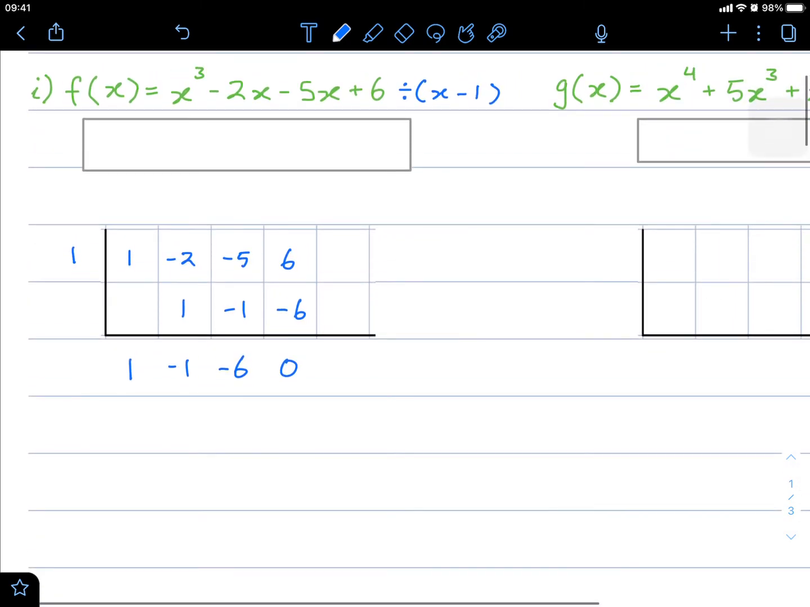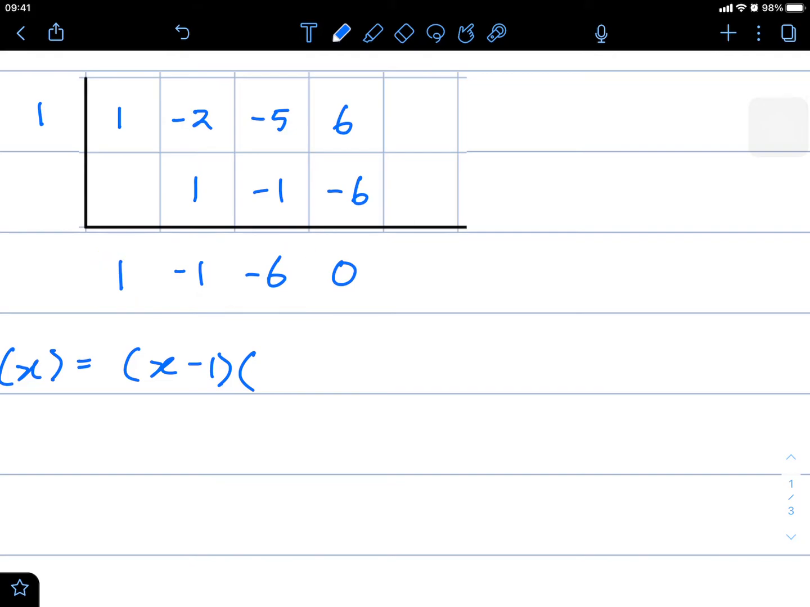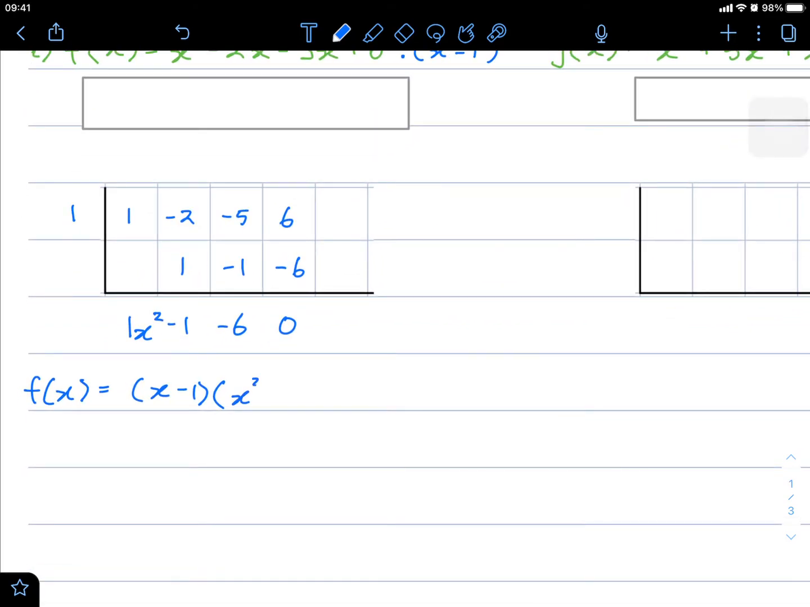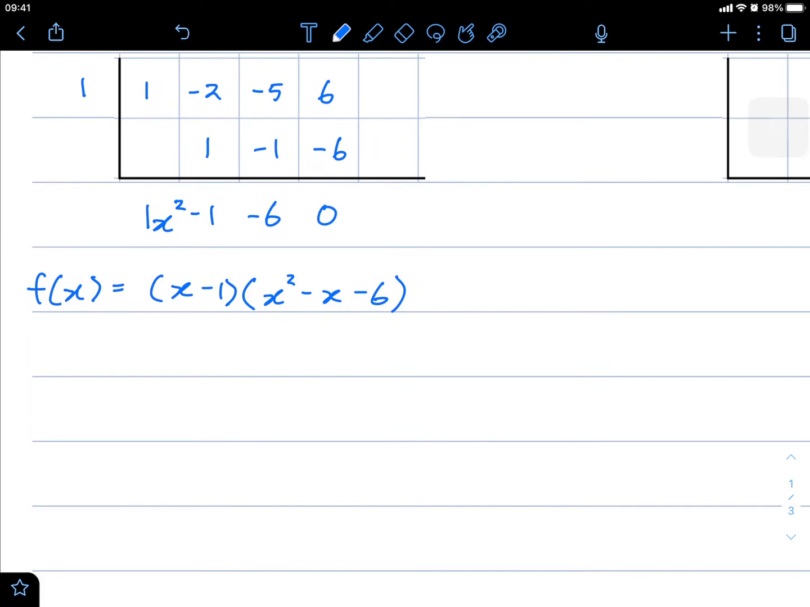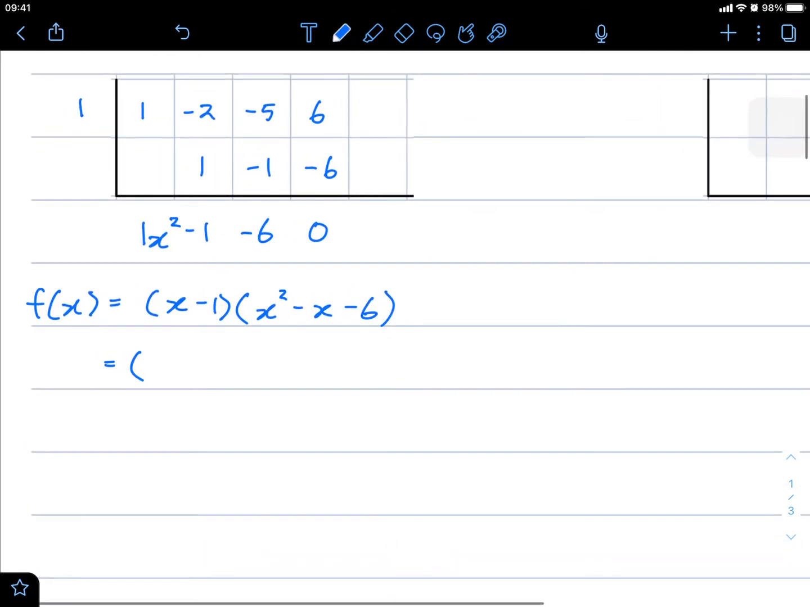So our first division: f of x can now be written as x minus 1, the divisor, times the quotient that we have from our division. And always remember, since this is cubed, this is now going to start off at x squared. So 1x squared minus 1x minus 6. From here, you could try and do a test again for values or factors of 6. But thankfully, this is just a quadratic, which is a lot easier to factor.